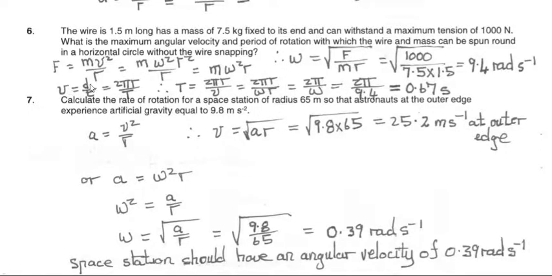Using v equals distance over time, at constant speed, 2 pi r divided by T, therefore the period of rotation equals 2 pi r divided by v, which is 2 pi r divided by omega r, which simplifies to 2 pi divided by omega. 2 pi is a constant, we know what our omega is, so we can find the time period of 0.67 seconds.